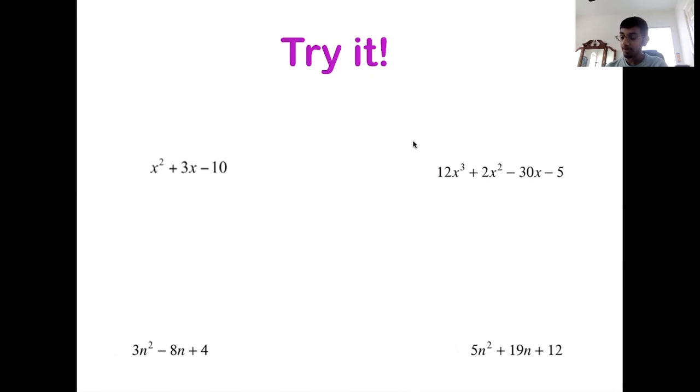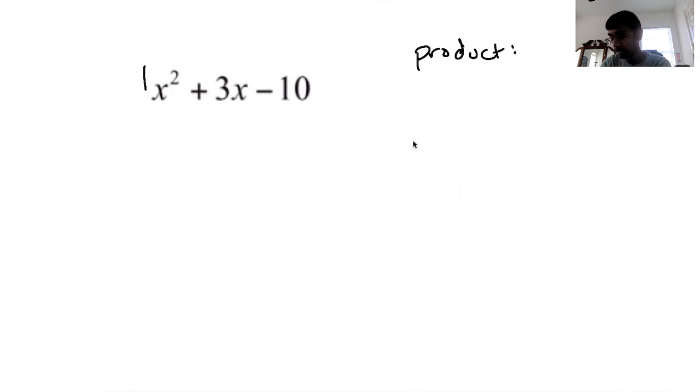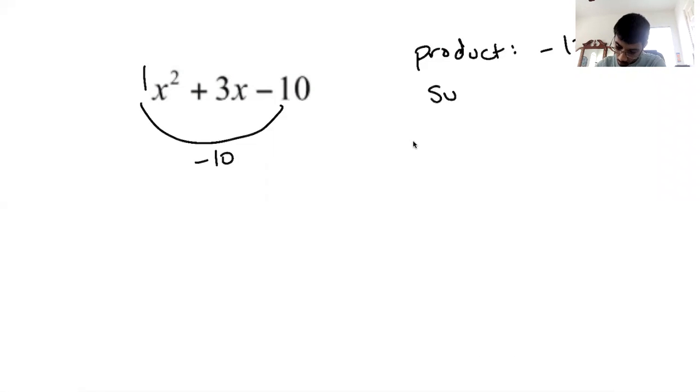So we started off with a bit of a more simple one like I did at the beginning. Let's see how to do this one. We have x² + 3x − 10. To break this one down, we're going to say again, what are the products of A and C? The product of A, which is 1, and C, negative 10, is negative 10 right here. And then the sum would be 3, because that is what B is.